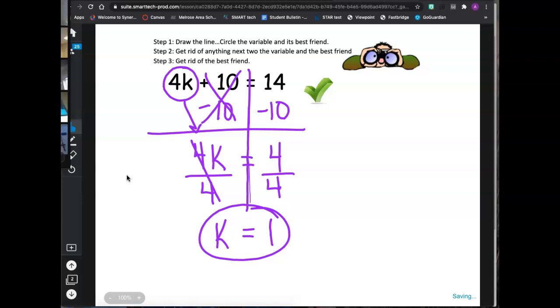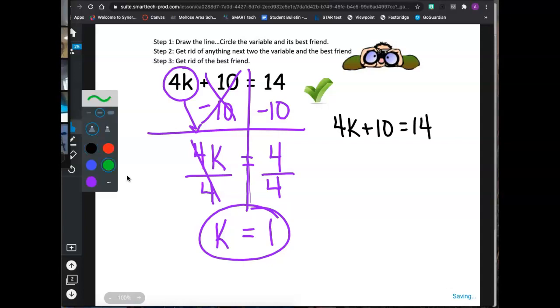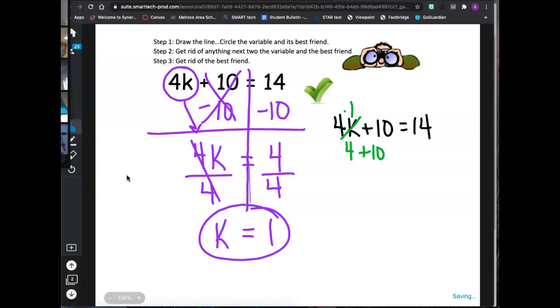Okay? Now again, I'll give you extra credit if you check your work. So 4k plus 10 equals 14. I would cross off the k and put a 1 there. Well, 4 times 1 is 4 plus 10 is 14. So I have just proved that my answer works. K equals 1.